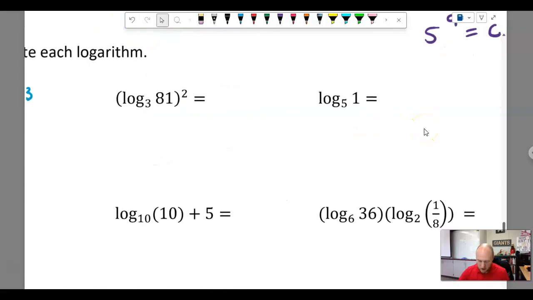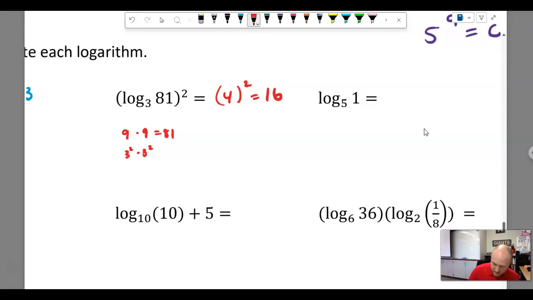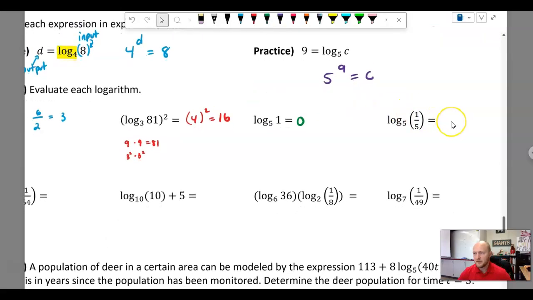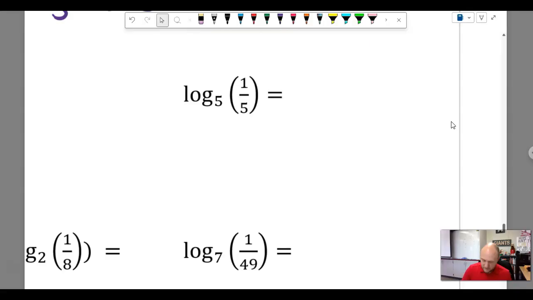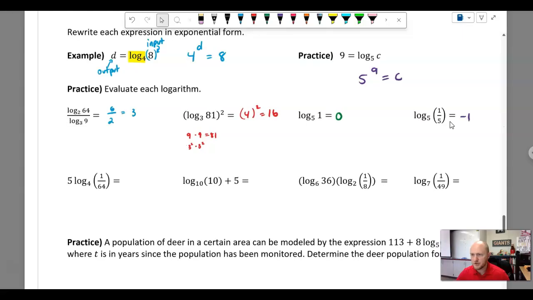All right. Log base 3 of 81, that is 3 to the 4th. And I only know that because 9 times 9 is 81, right? That's 3 squared times 3 squared. That one would have been tough. So 4 to the power of 2, right? We have 2 on the outside. Answer, 16. Log base 5 of 1, 0. Anything to the power of 0 gives you 1. Okay, log base 5 of 1/5. Easy peasies. -1. Okay, so those are the first 4 here. So double check: 3, 16, 0, -1.